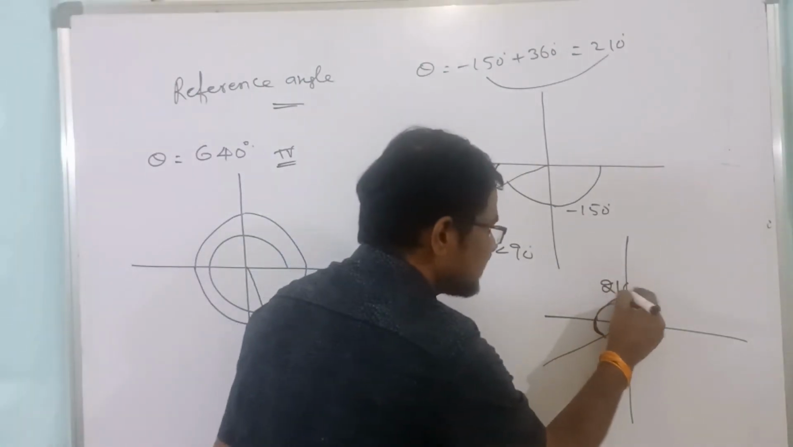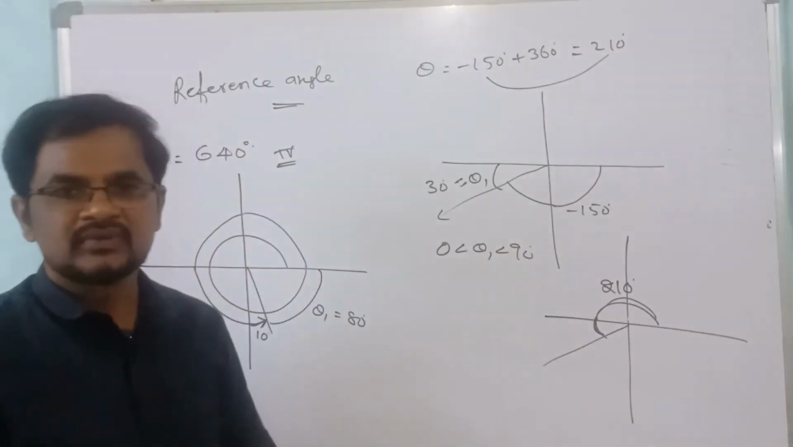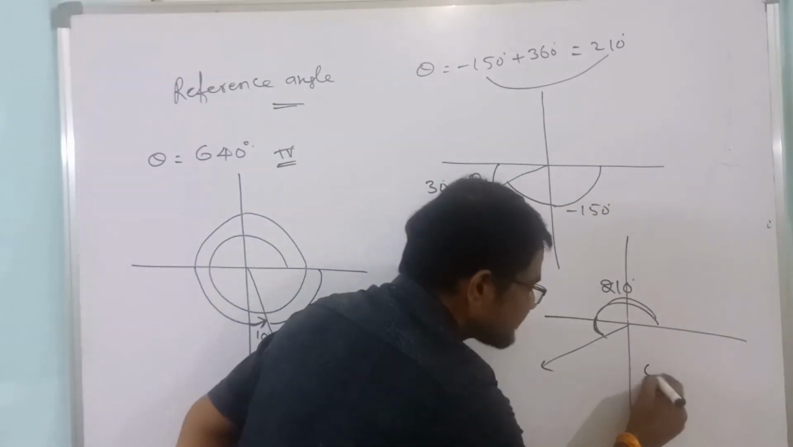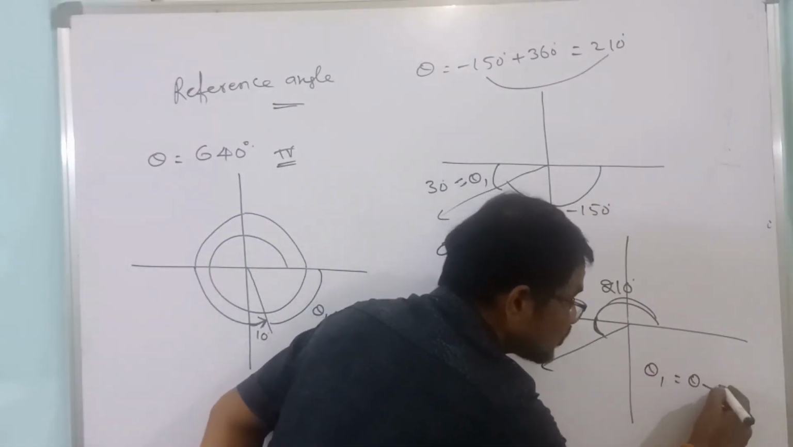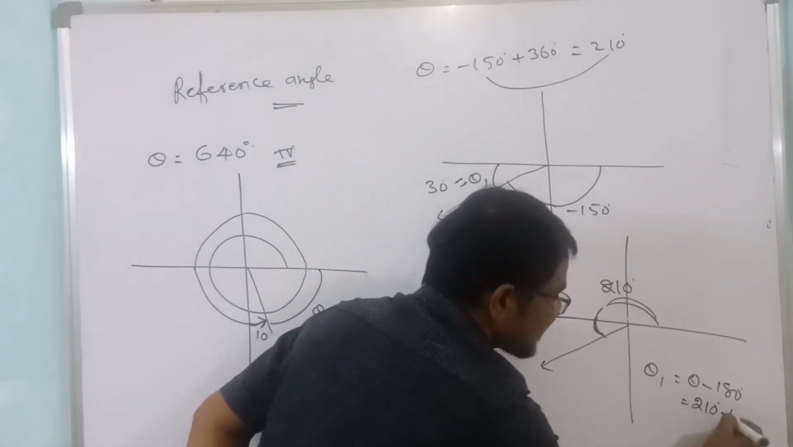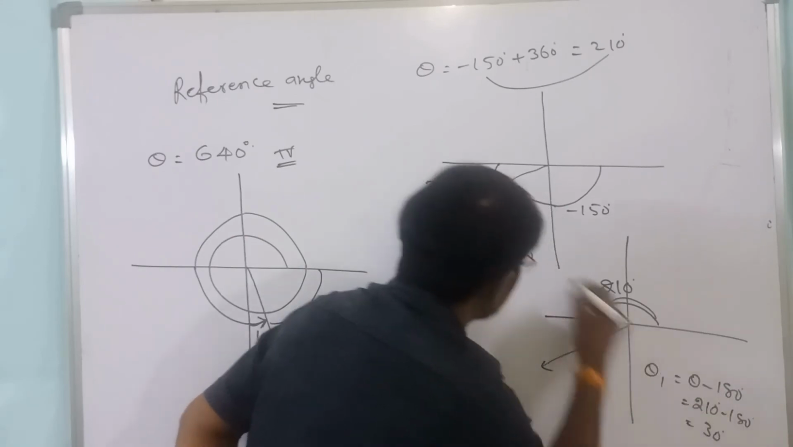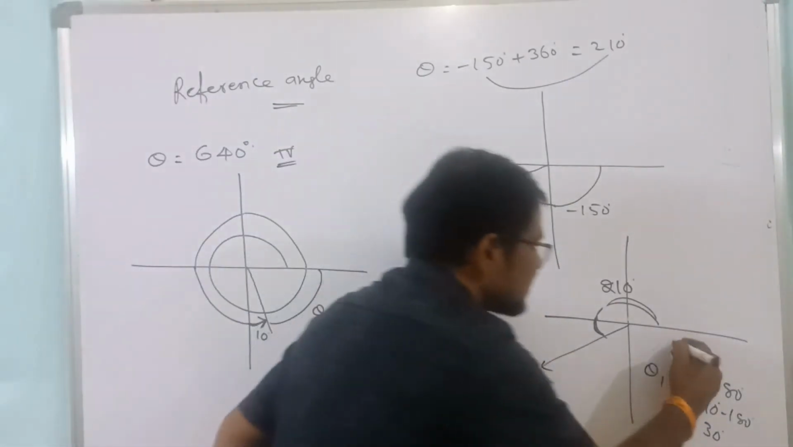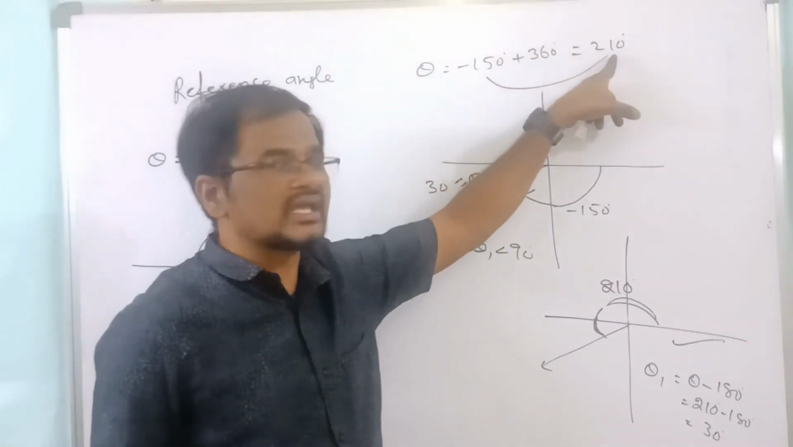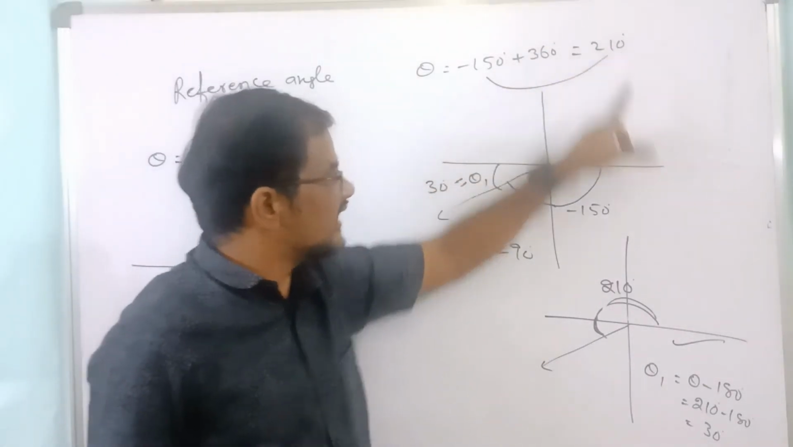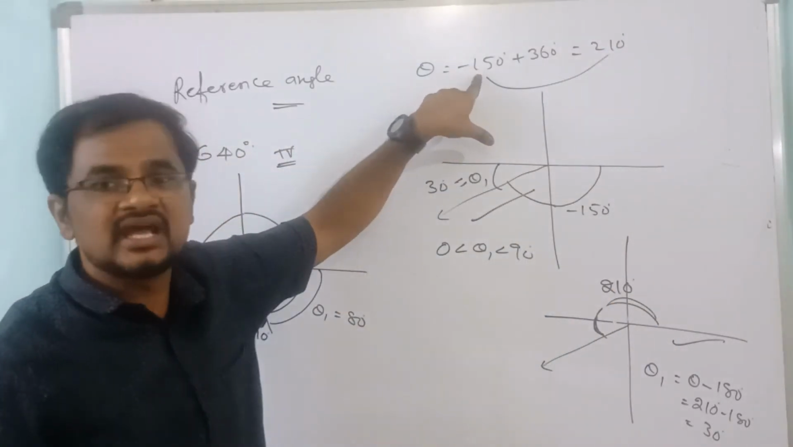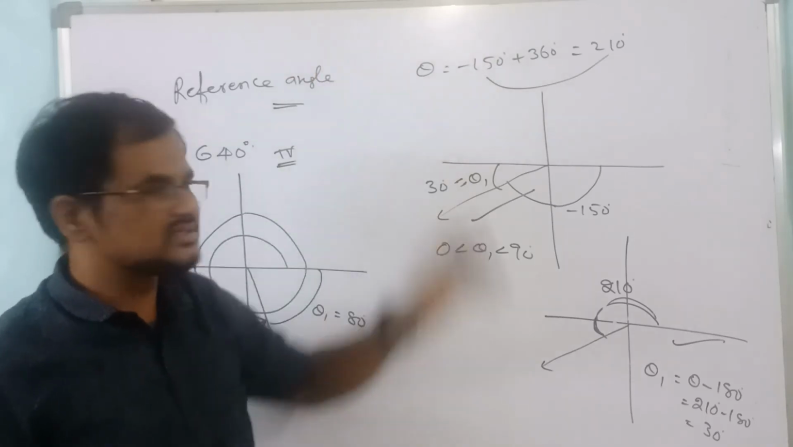So this 210 degrees lies in the third quadrant. So in the third quadrant, how to take the reference angle? Theta 1 equal to theta minus 180, that is equal to, theta is 210 minus 180, that is equal to 30 degrees. Like this you can identify, or like this also you can take. By adding 360 you will get coterminal angles. If you find the reference angle for this one, it is also the same as the reference angle of minus 150.